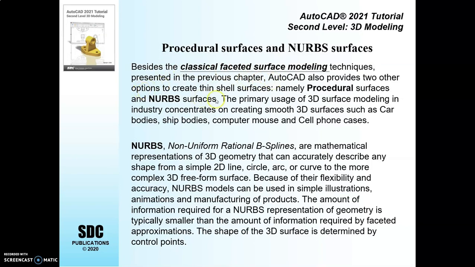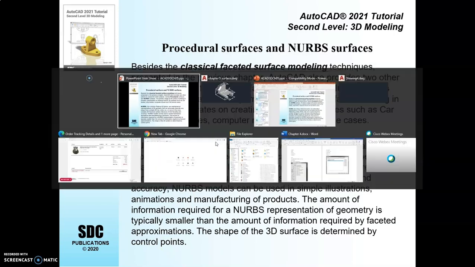Okay, besides the classical faceted surface modeling techniques, that's what we did the last time, there are also two other methods. One is called procedural surfaces and one is called NURBS. These surfaces are used to create smooth 3D surfaces, like a car body, ship body, computer mouse, cell phone case. NURBS are non-uniform rational B-splines, or mathematical representations of 3D geometry. We're going to create them by using control points. So we're going to start off using procedural surfaces first.